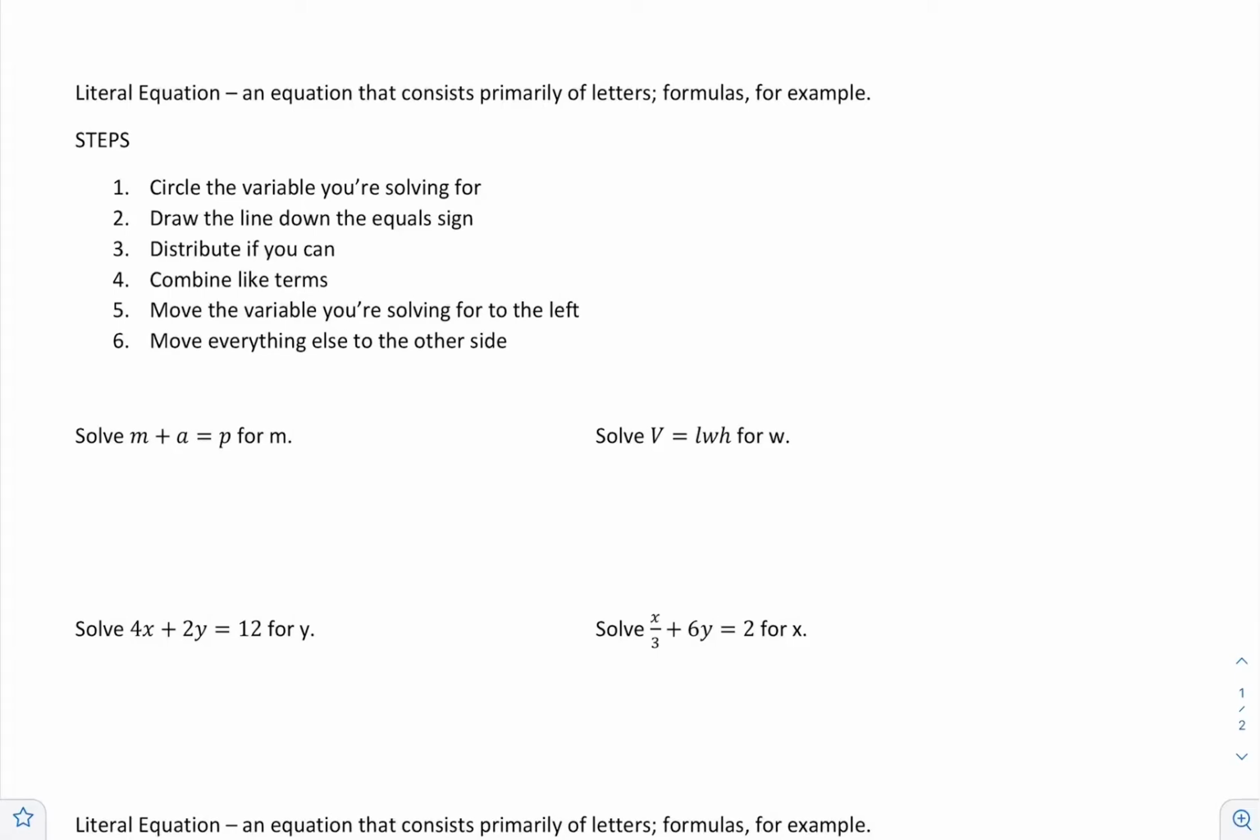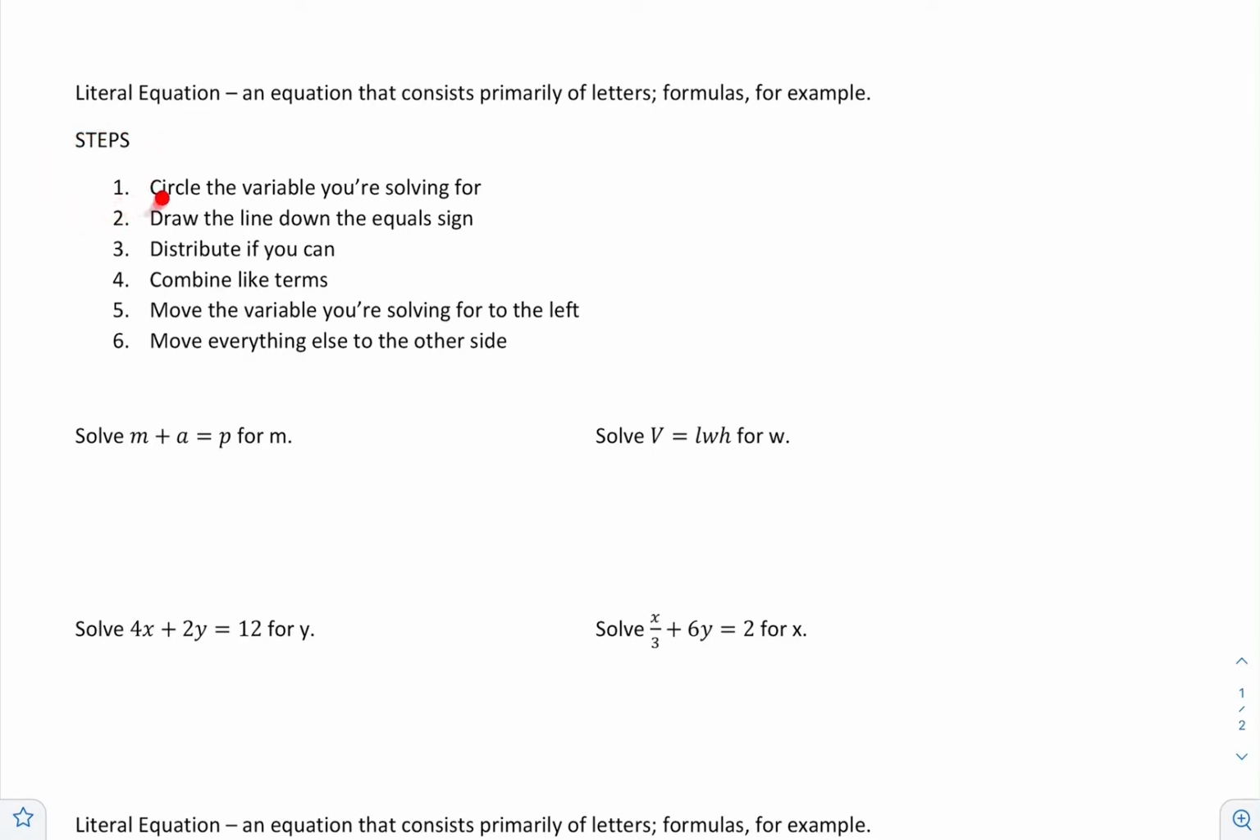All right, real quick, we're going to talk about literal equations. A literal equation is an equation that consists primarily of letters, formulas for example. So it has more than one variable in it to be a literal equation. Doesn't mean there aren't any numbers. It just means that there's more than one variable.